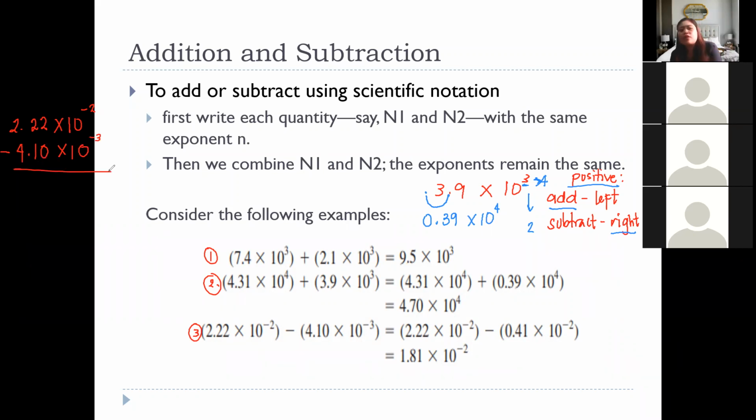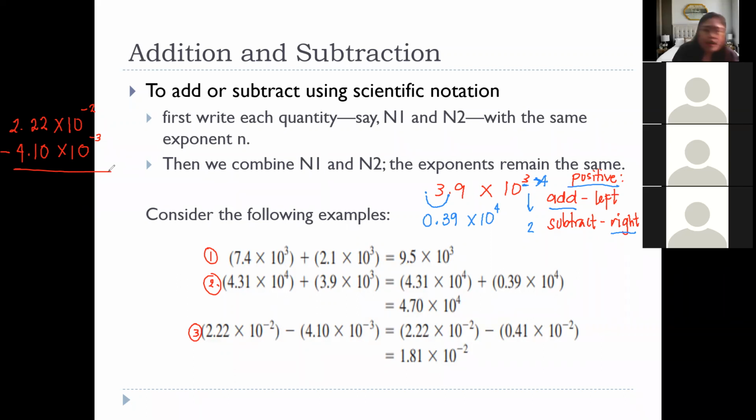So i-minus daw nato na class. 2.22 times 10 raised to the power of negative 2 minus 4.10 times 10 raised to the power of negative 3. So just like the second example, they don't have the same exponent, so we cannot directly do the computation. We have to adjust first one of the given para magkapareho sila og exponent.